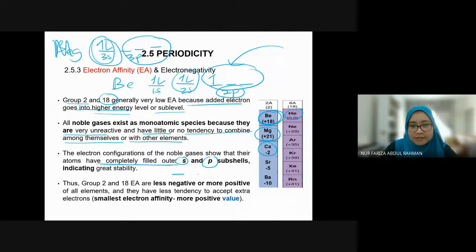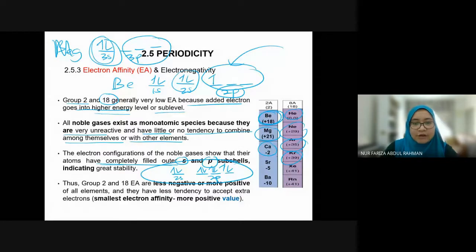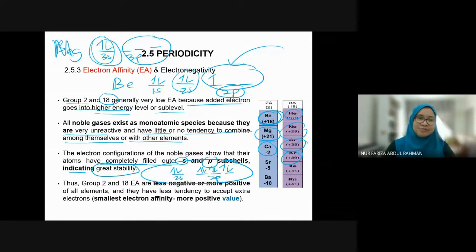This is for neon, for example, 2s and 2p. For beryllium, the 2s is fulfilled, but for neon, the 2p orbital is also fulfilled. So this is the most stable form of electron configuration. This is an example. The same goes for all the elements in group 18. That means the outer s and p subshells are completely filled, indicating great stability. We don't just say stable, it is great stability.